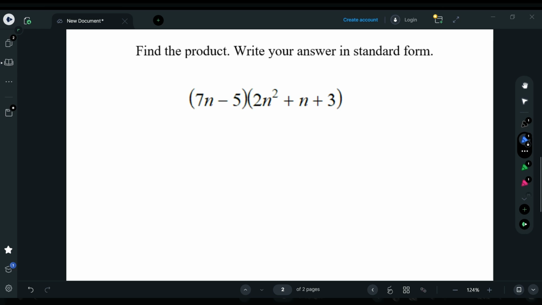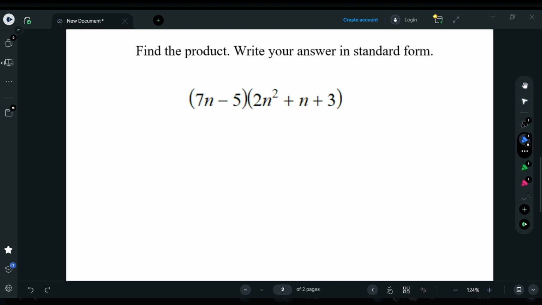In this example, we have a binomial times a trinomial. This one's the binomial. It's got two terms. This one is the trinomial, 1, 2, 3 terms. The process is the same. We're going to have to distribute every term in the front to every term in the back.